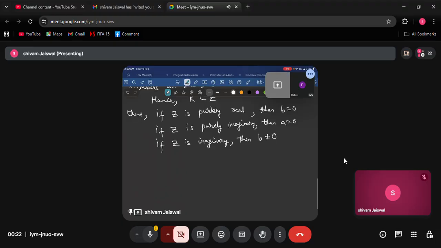Note: 0 plus iota 0, that means 0, is purely real and purely imaginary. But can I say it is imaginary? No, sir. Can I say imaginary? No. It is not imaginary. Remember.